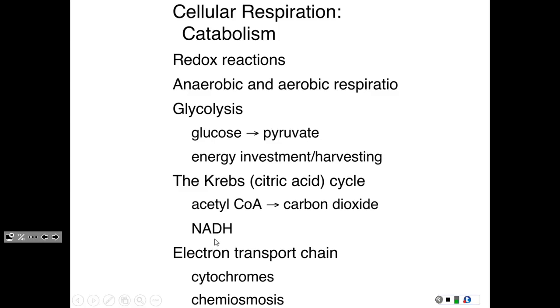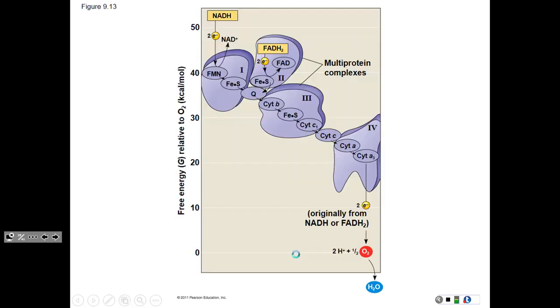It's good news because of what happens with the electron transport chain. So I think it's time for me to start talking with you about what we do with this pile of NADH that's been made. The short answer is we're going to run it through the electron transport chain.